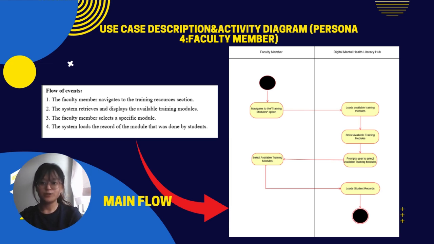This activity diagram shows the flow of events. First, the faculty member navigates to the training resource section. This will trigger the system to load available training modules. Next, the system will show available training modules. Next, the system will also prompt the user to select available training modules. By this time, the faculty member is able to select the available training modules. Once successful, the system will load the student records. And then this is the end of the use case.